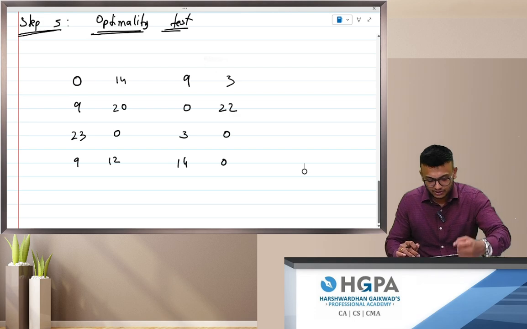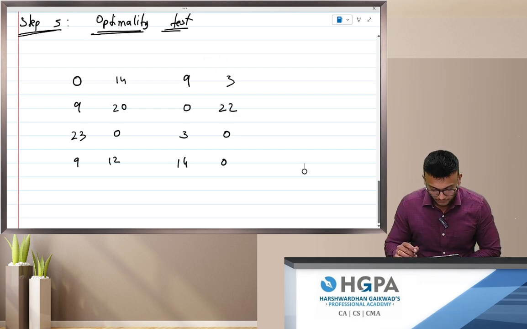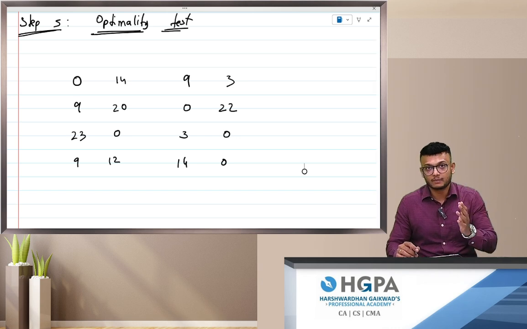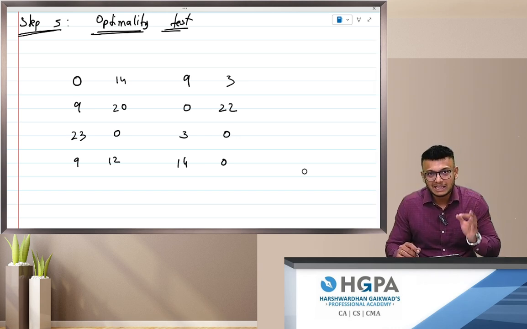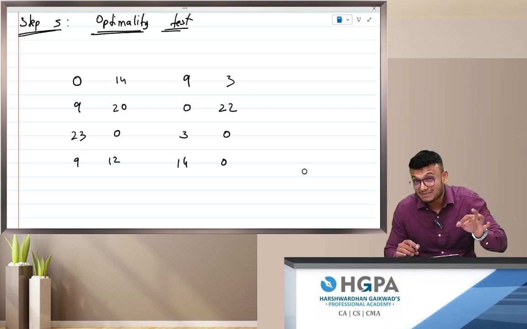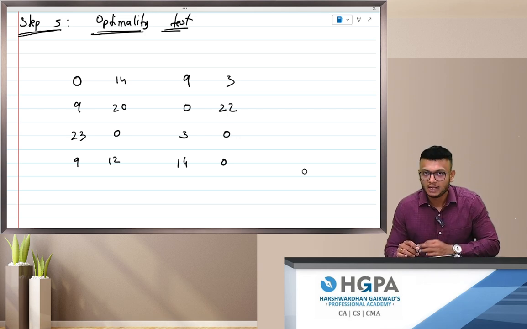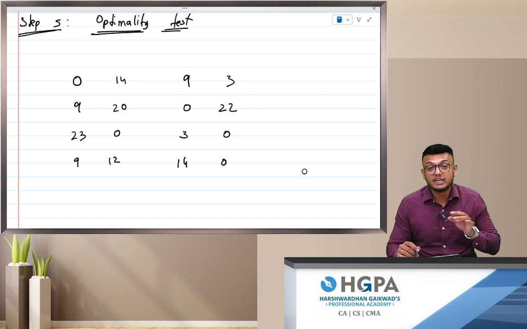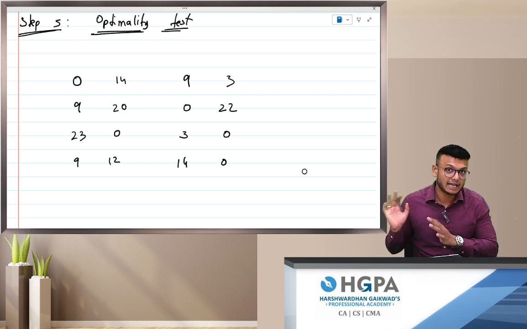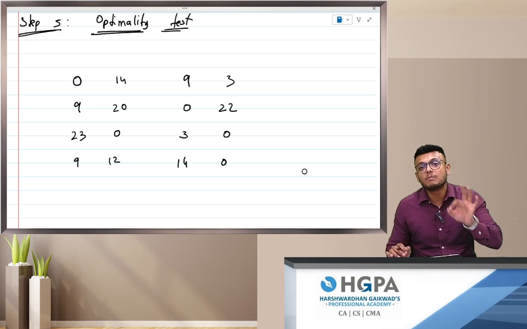Okay, now pay attention. What is the meaning of the optimality test? You need to draw lines that will cover all the zeros in the minimum possible lines. I'll repeat myself again. We need to cover all the zeros in the entire matrix by the minimum possible lines.